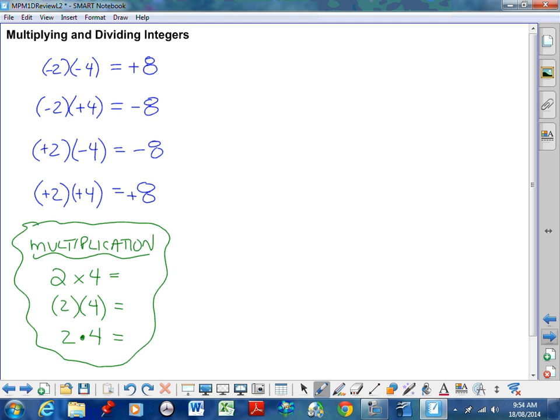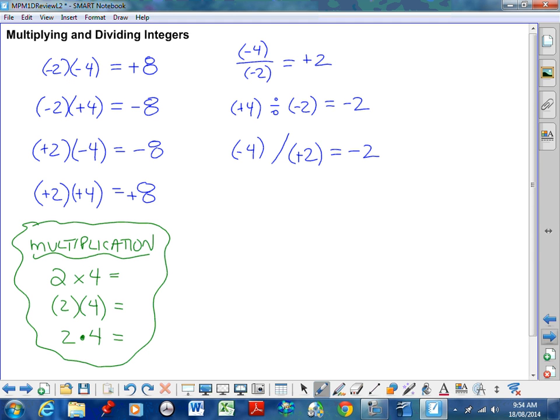Same rules apply for division. So if I have -4 divided by -2, negative divided by negative will be +2. If I have +4 divided by -2, you would get -2. I'm showing you the different forms for the division that you might come across. If you have -4 divided by +2, oops, should have switched the sign, you get -2. And then I go back to positive 4 divided by positive 2. Okay, so the same thing applies here.